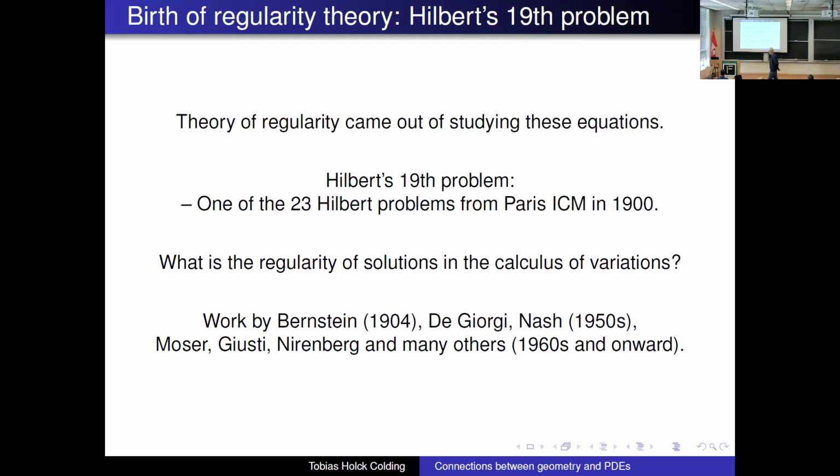One is the Laplace equation, and another one is the minimal surface equation. And then he mentioned 2 other equations. So he was talking about the regularity of solutions that appear in calculus of variations. And over the years there has been a lot of work on this, going back to Bernstein in his thesis in 1904, work of De Giorgi, Nash in the 50s, Moser, Giusti, Nirenberg, and many others, starting in the 1960s and onward.